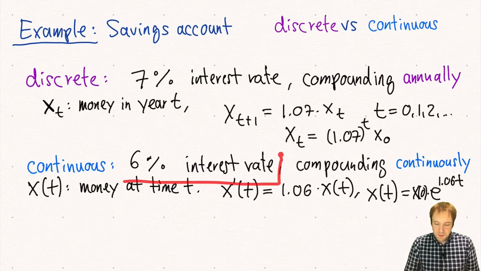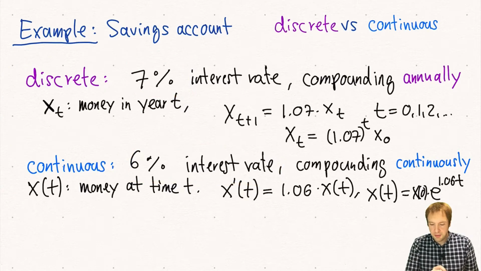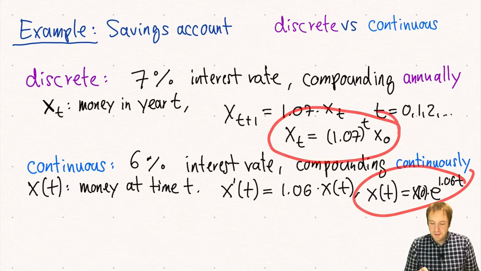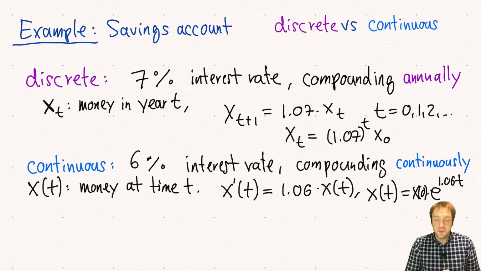And then in this example here, you could ask yourself which of these two offers is actually better. So you need to compare what is, for example, x(1) in this example here and x(1) in this example, and which of these two options is better. But this is maybe an exercise for yourself.